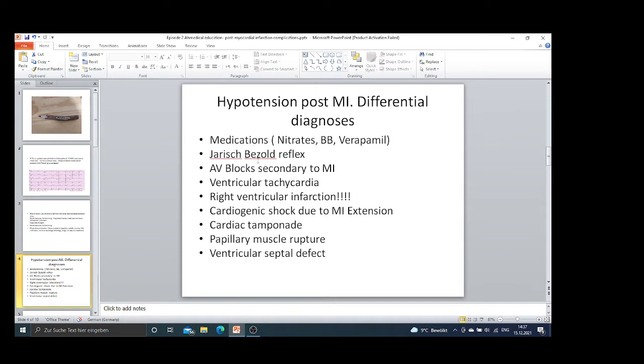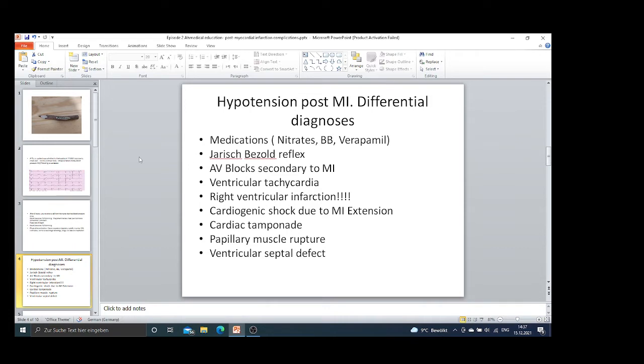So if your patient has bradycardia and he's hypotensive post-myocardial infarction, you think about the first three possibilities. So either you were too aggressive with medications, for example, you gave too much beta blocker, or you gave too much verapamil. Well, this causes bradycardia and hypotension. Or if you only have a hypotension with tachycardia, so maybe you give too much nitrates. So this is the first possibility.